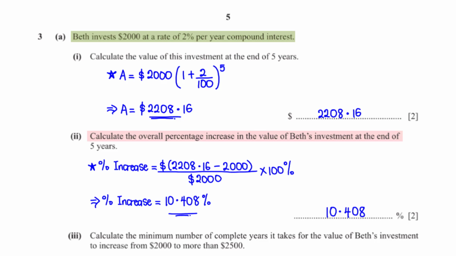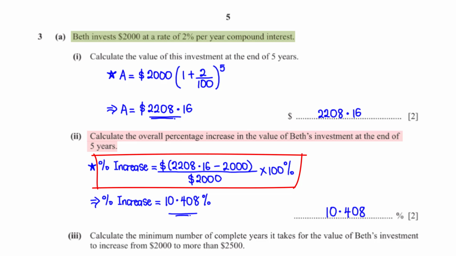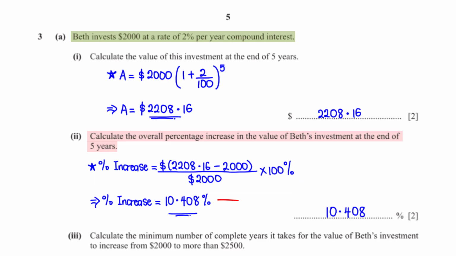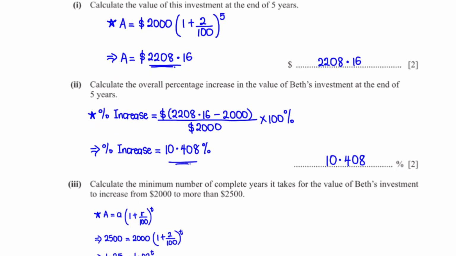Calculate the overall percentage increase in the value of Beth's investment at the end of 5 years. The percentage increase is equal to the increase in the value of the investment, which is $2,208.16 minus $2,000, divided by the initial value of the investment, which is $2,000, times 100%. When we type this into the calculator, we get 10.408%.